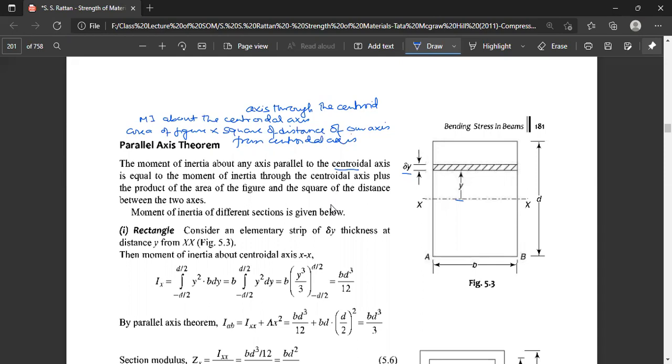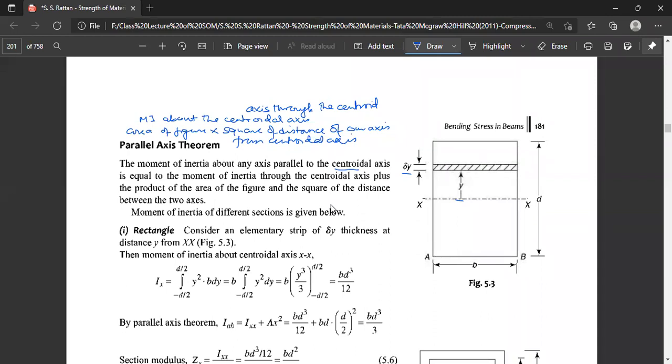Thus, the moment of inertia about the centroidal axis is integrated from minus d by 2 to plus d by 2, meaning the distance from the central axis XX to one side, d by 2, and to the other side, minus d by 2. We integrate the product of the area of the strip and the square of its distance from the central axis.